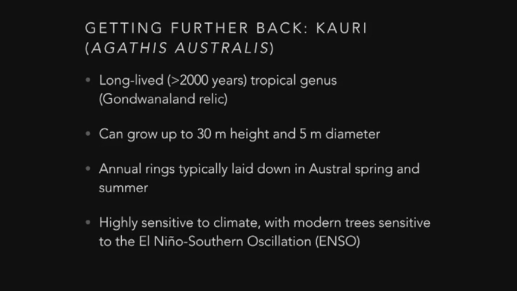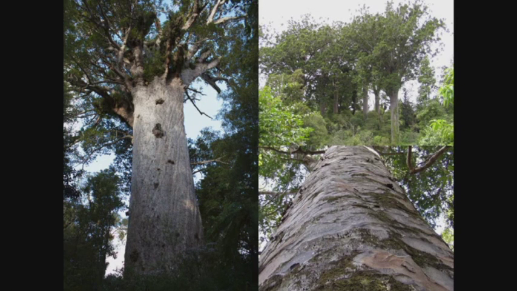They can live up to 2,000 years. We don't actually know. A lot of the ones, and I'll show you photos in a moment, were chopped down during early European settlement and harvested. But they can grow up to 30 meters in height, arguably even more than 5 meters in diameter. These trees are vast. And basically, they do lay down an annual tree ring each year. They form in the austral spring and summer, and they preserve also a climate signal. In fact, particularly, the modern trees seem to have a link to the tropical Pacific. So these are examples of them today.